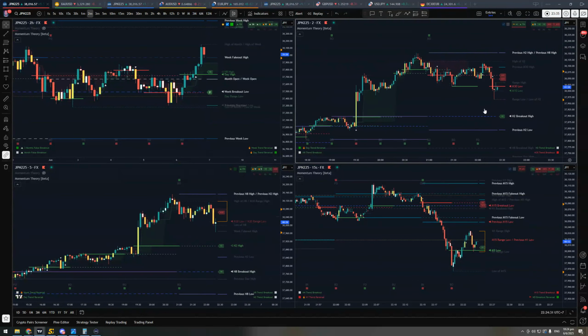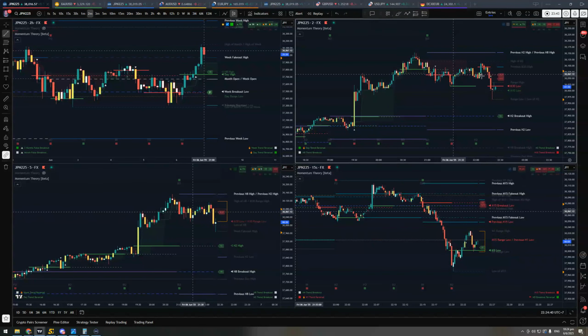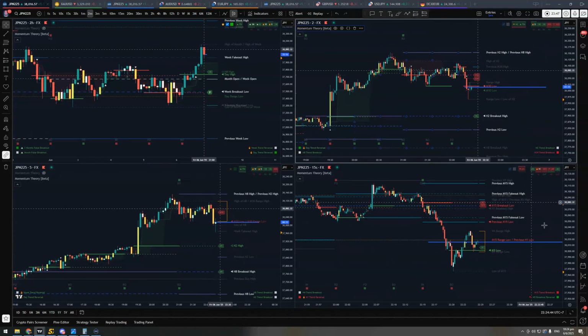Either price flipping the M30 breakout level, then I can take it. Otherwise, I'm hoping that this continues to stay below the M30 low, which pushes this down, and hopefully it can stay here for the next 30 minutes, and then I can take a buy from down here instead.